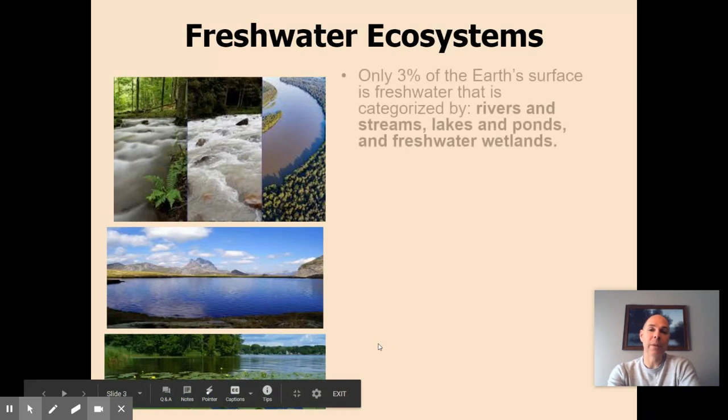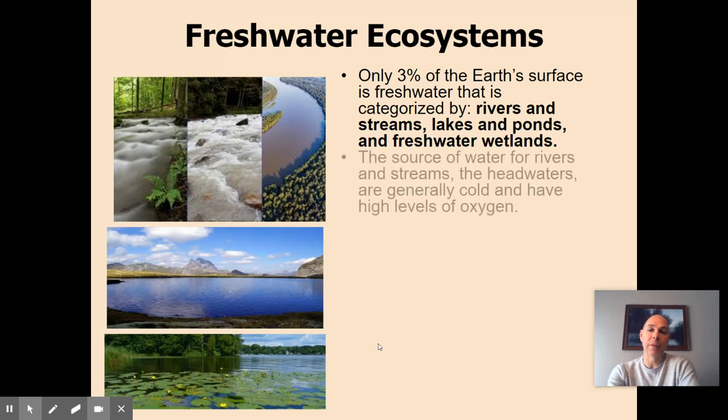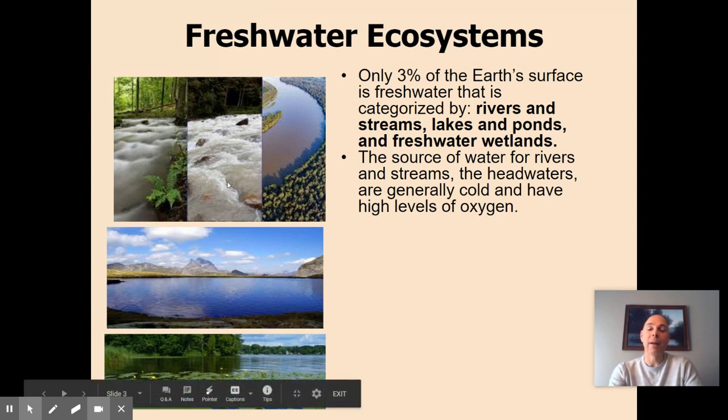Now, in freshwater ecosystems, roughly 3% of the Earth's surface is covered by fresh water. We find that water trapped in rivers and streams, lakes and ponds, and freshwater wetlands, and we'll go over a couple of those different systems in this slide. For rivers, the source of water for a large river system, and sometimes a stream, is what we call the headwaters. That may be at a higher elevation. Generally, the headwaters is colder water. The water runs much faster, as you can see in the top pictures here, with higher levels of oxygen. All that churning of the water gives us a lot of oxygenation.